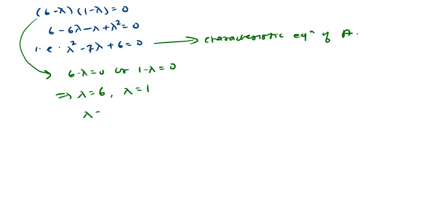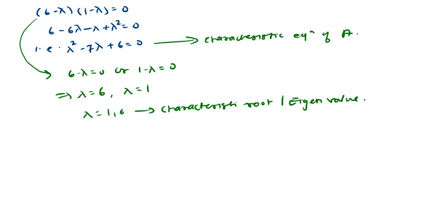So lambda equal to 1 and 6 will be called the characteristic roots or eigenvalues of the given matrix A. This is how we solve the example to find the characteristic equation of the matrix and the characteristic roots, or the eigenvalues, of the given matrix.